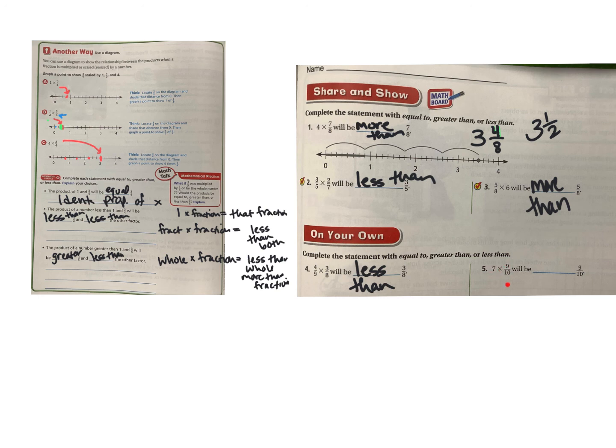7 times 9/10. This is a whole number times a fraction, and we're comparing it to the fraction. Whole number times a fraction will be less than the whole number, but it will be more than the fraction. The product will be more than the fraction, and this is the fraction factor we're looking at. So it's going to be more than that.